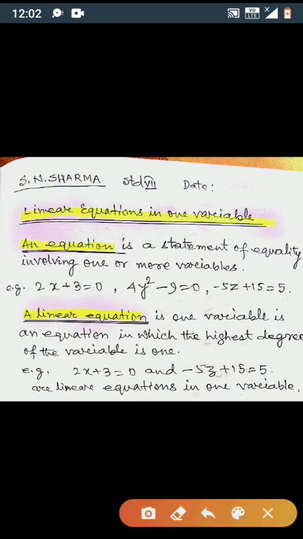A linear equation in one variable is an equation in which the highest degree of the variable is 1. For example, 2x + 3 = 0 and −5z + 15 = 5. Here the variable is x and the power of x is 1. So 2x + 3 = 0 is an example of a linear equation in one variable. In −5z + 15 = 5, the variable is z and the power of z is 1. So it is also an example of a linear equation in one variable.